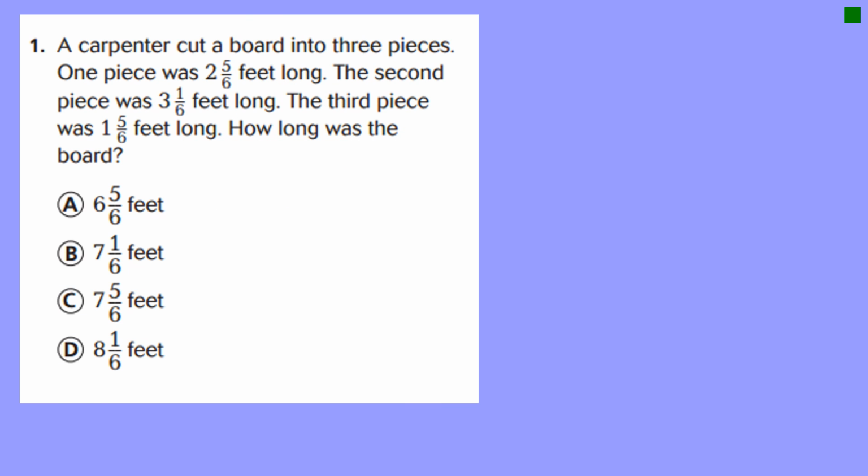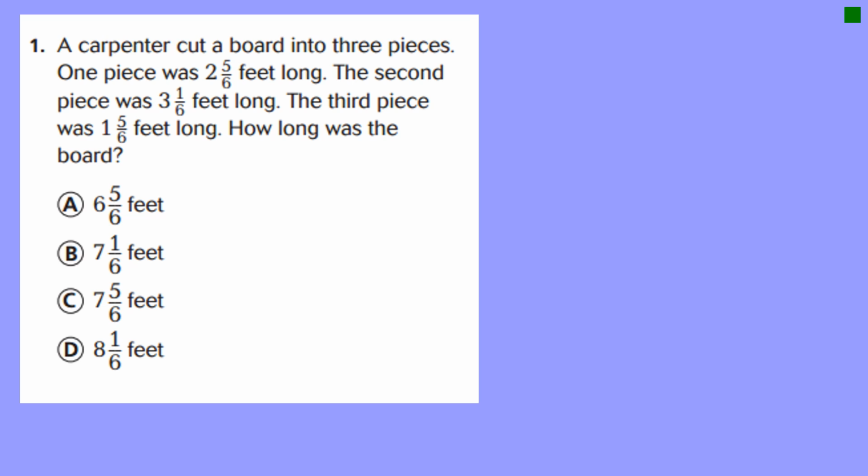A carpenter, wait, what page is this? Is this the back? All right, it's the back. A carpenter cut a board into 3 pieces. One piece was 2 5/6 feet long. The second piece was 3 1/6 feet long. The third piece was 1 5/6 feet long. How long was the board?